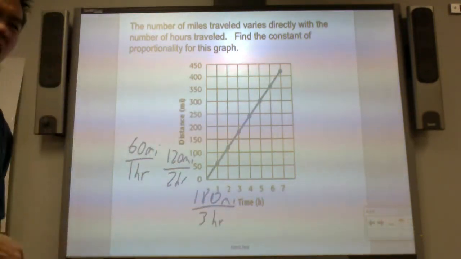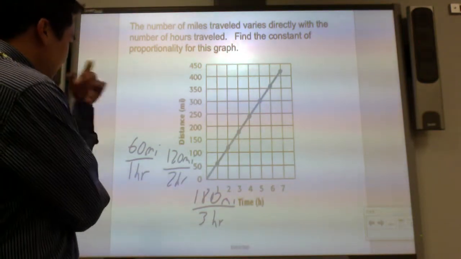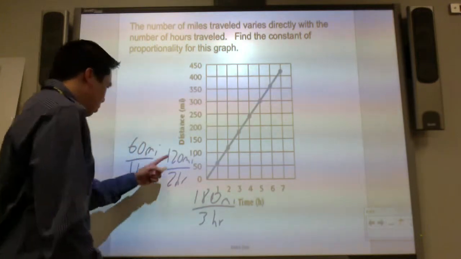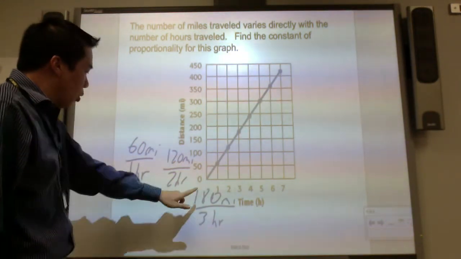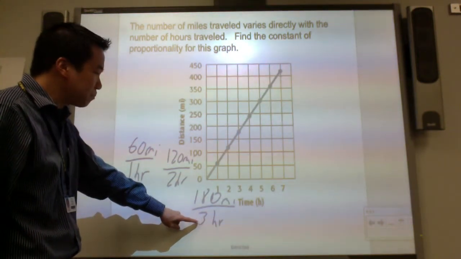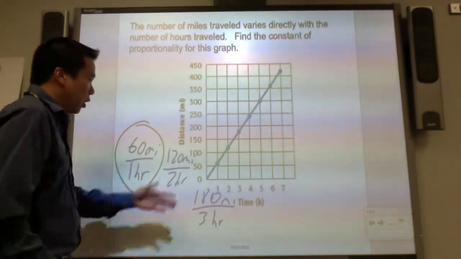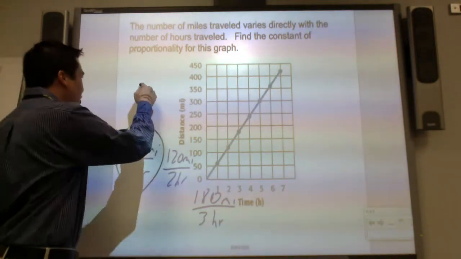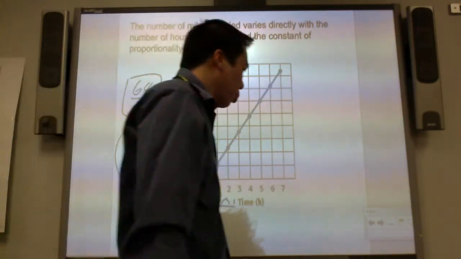They say that these are all related somehow. Are they all related? Let's see. 120 over 2. If I break that down by dividing by 2, will it become 60 over 1? It does. What about 180 miles for 3 hours? If I break this down by dividing by 3, it becomes 60 over 1. So the constant of proportionality, according to this graph, is 60 miles for every 1 hour, 60 over 1. That is the constant of proportionality.